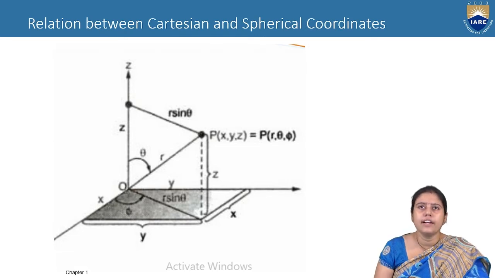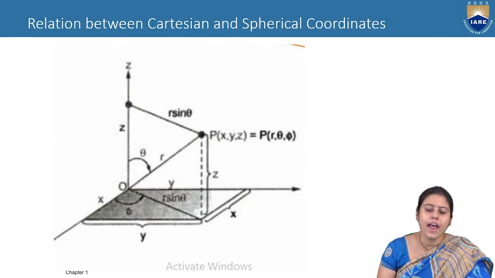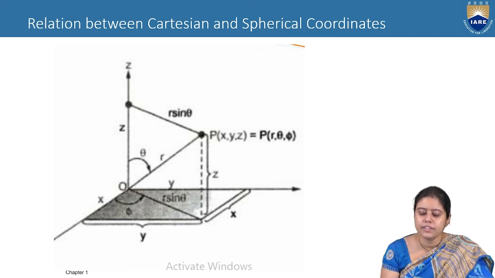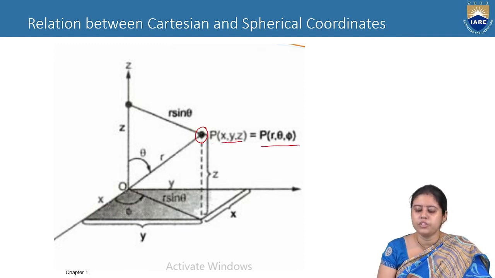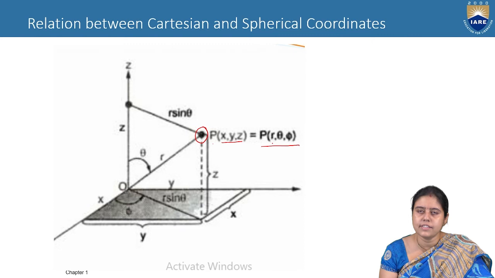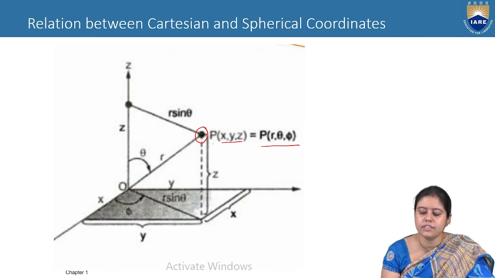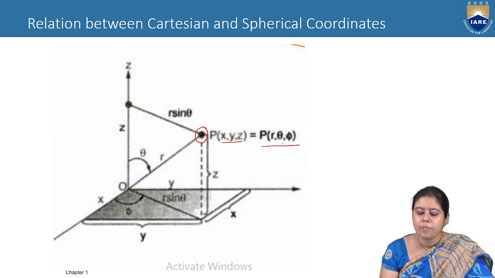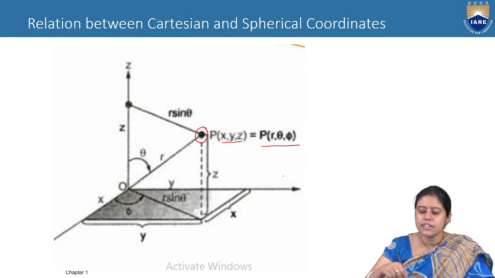Now the last one, the relation between the Cartesian and spherical components. When we are thinking about the components, there should be some relation. If this is the point P and its position is x, y, z, we have to change it into r, theta, phi. The radius from the origin to P is r. Theta is the angle of the z axis with the position of the point. Phi means the angle along the circle.